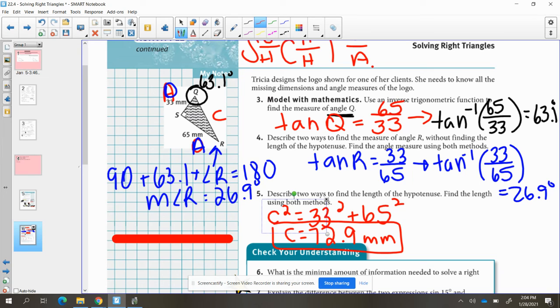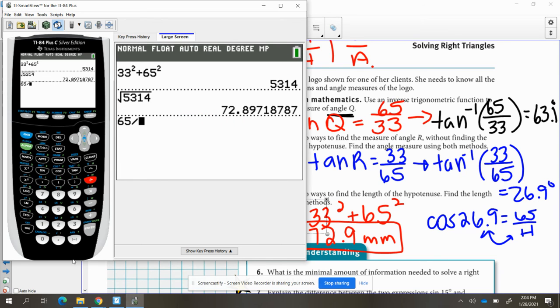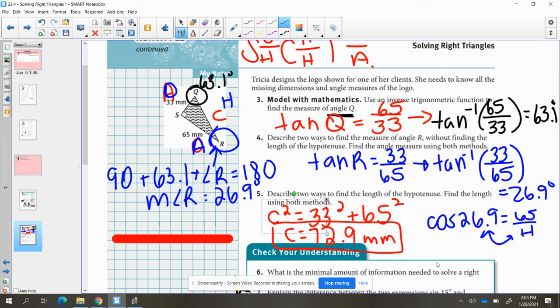For instance, if we again look at angle R, if we're looking for the hypotenuse and we have the adjacent, we could also use cosine of 26.9. We know that that's the adjacent over our hypotenuse. This is a switch and divide problem. So 65 divided by the cosine of 26.9 also gave us that same approximation of 72.9. Okay, so now you have some options of how you're going to solve. And again, got that same answer.